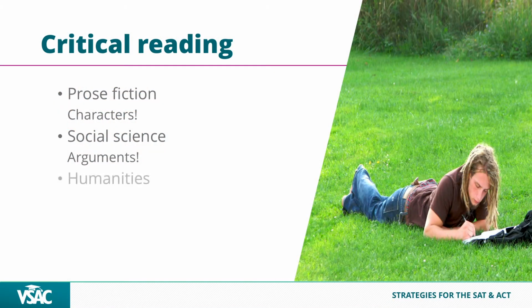After that, we have humanities. Humanities passages are about art, broadly speaking. Could be a classical musician's career, could be about a particular style of sculpture, could be about a particular school or style of dance, but it's generally about art. The easier passages, like the easier social science passages, an expert is trying to explain something to you.